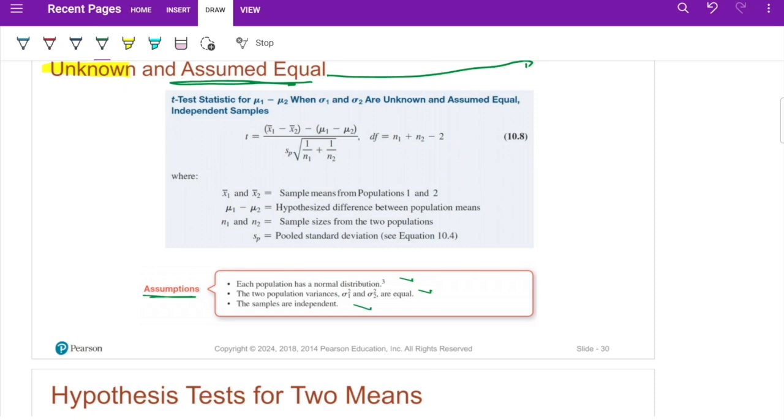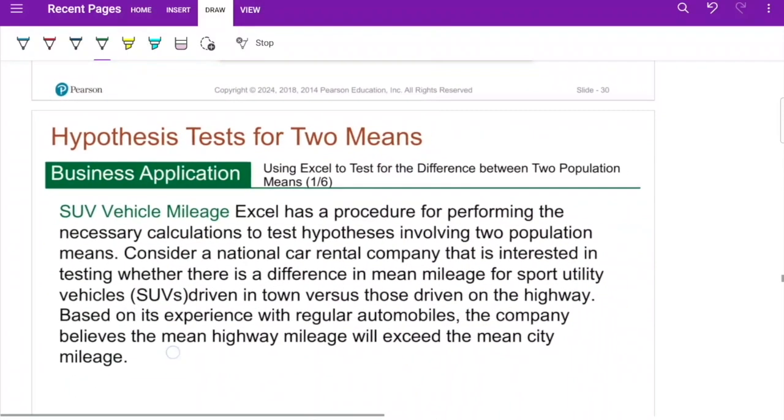So both of the populations have to be normally distributed. Number two, the variances have to be equal, or the standard deviations. These are the variances again. Both samples have to be independent.